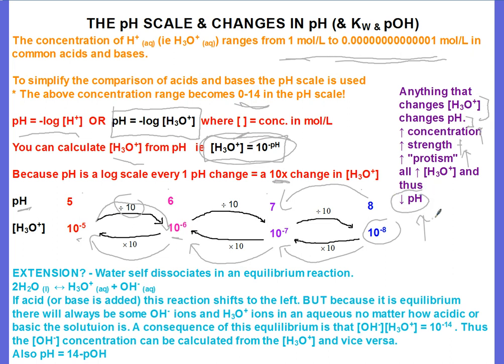Because don't forget, if you increase the hydronium ion concentration, that's the same as decreasing pH. Acids have low pH, bases have high pH. A little bit of extension here.